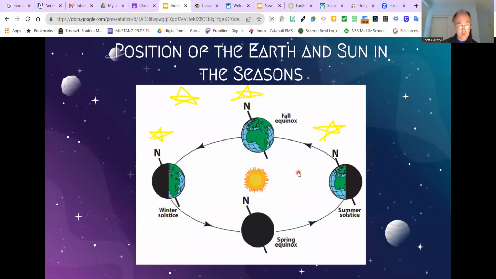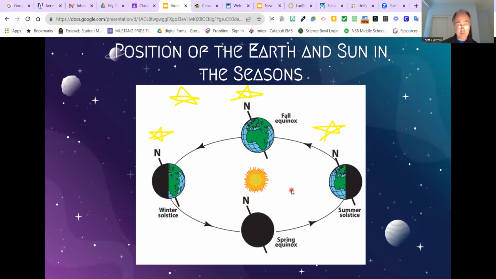So once again, to view the seasons, in the summer solstice, the North Pole is lining up more towards the sun, so more of the northern hemisphere is lit up. In the fall equinox, it's 50-50. In the winter solstice, more of the southern hemisphere is pointing towards the sun. In the spring equinox, we're 50-50 again.